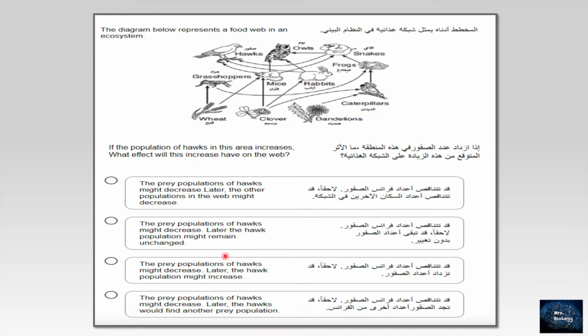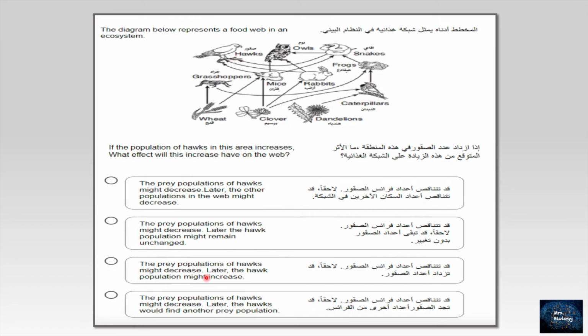But let's see the other options. The prey populations of hogs might decrease. Again, we agreed on this. Later, the hog population might remain unchanged. Actually, no, because once we have limited resources, the number of hogs should decrease. It will be affected. So this is wrong.